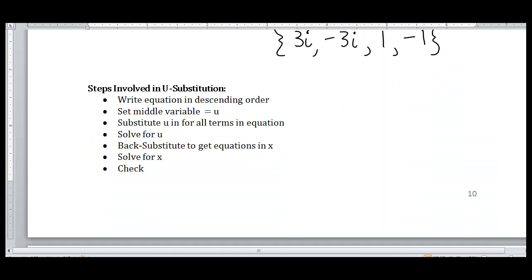If you want to write some steps, these are steps that you'll always be able to use to help you do that. It says write the equation in descending order. Set the middle variable equal to u with its exponent, right? So include the exponent. If the exponent is 1, of course, it's quadratic, but include the exponent, not negative or positive, just include the exponent with it. Substitute u in for all terms in the equation, and then solve for u. You're going to back substitute to get it back in terms of x. And then you're going to have to solve for x, and then check your solution.